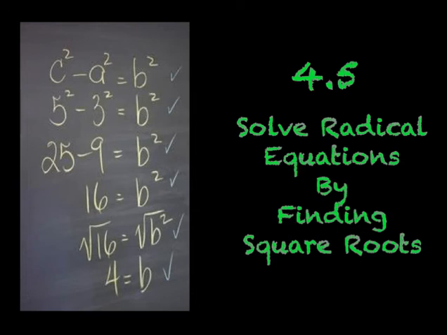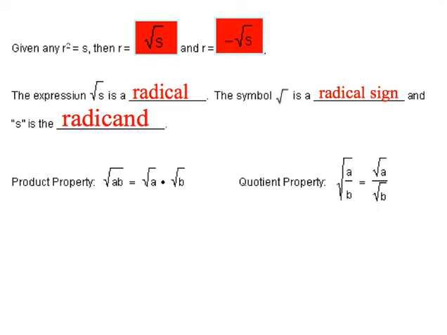This is section 4.5. We are going to simplify radicals and solve radical equations by finding their square roots. First of all, let's write down some definitions. Given any r squared equals s, then r would be positive square root s, and r could be negative square root s. A lot of the time we will write the solution as plus or minus the square root of s. I'll show you that more as we get into the equations.